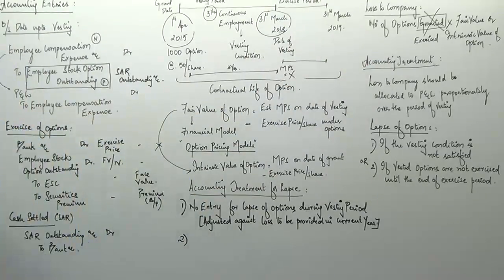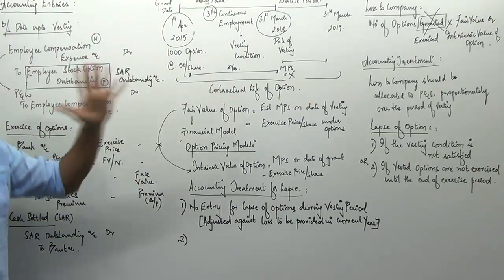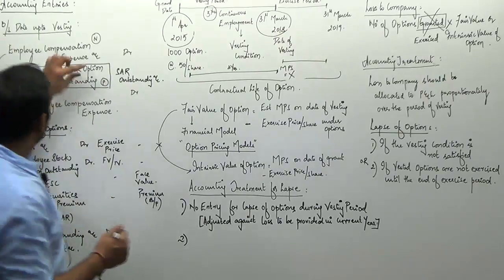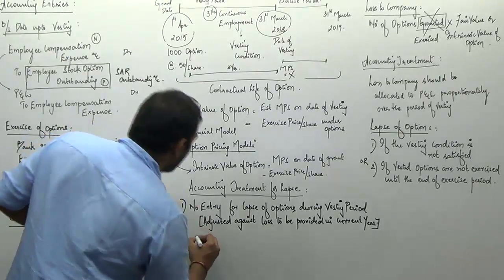Let's say there were totally 80 options which were vested. I create a provision on the entire 80. But let's say only 75 are exercised. Then for those 5 options which are unexercised, I also created a provision. Now, where is the provision stored? Employee stock option outstanding. These options are lapsed now. So how do we record the entry? We'll have to reverse the entry. Whatever entry is there, just put it in reverse.